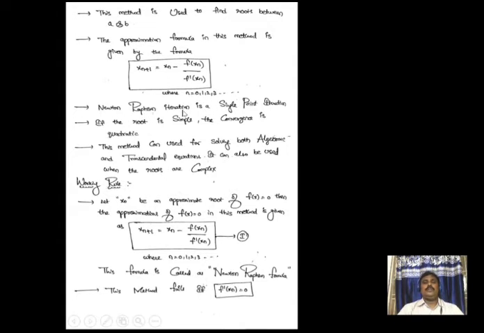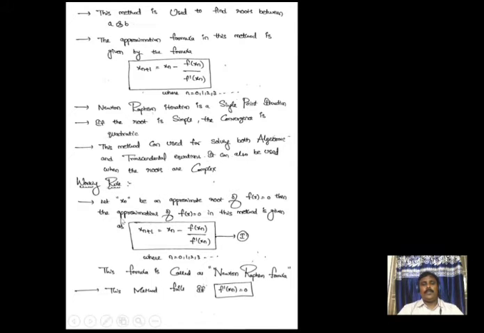Newton-Raphson iteration is a single point iteration method, since it is based on a single point. If the root is simple, the convergence is quadratic. These are the two important points we should remember. This method can be used for solving both algebraic and transcendental equations.